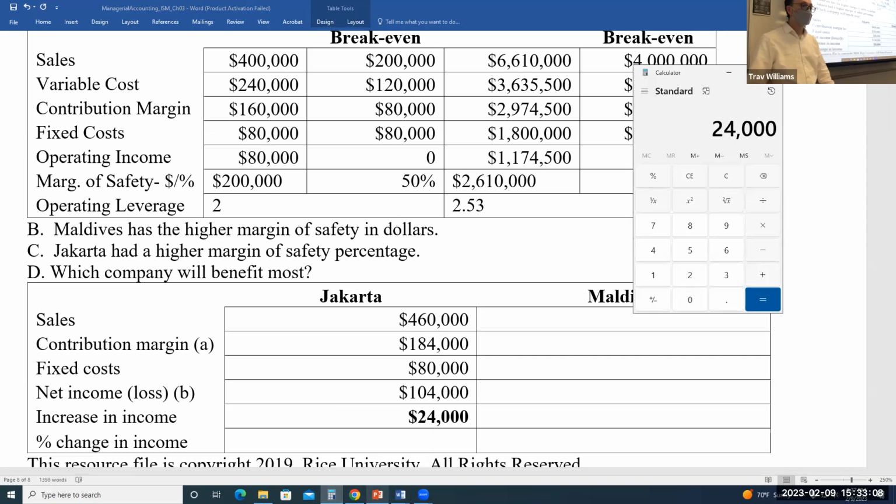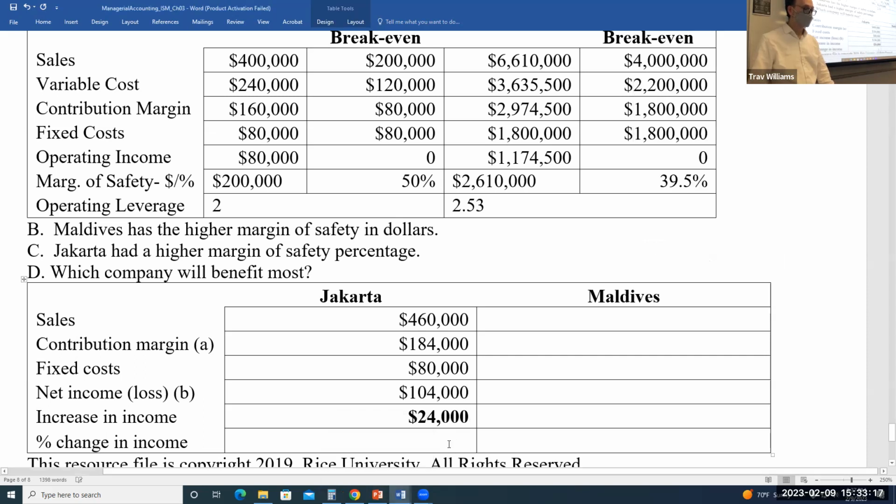24,000 divided by the original operating income is a 30% increase, which makes sense because it was a 15% increase in sales, 15% increase in sales times an operating leverage of 2 gives us a 30% change in operating income. That worked. Let's do the same over here.